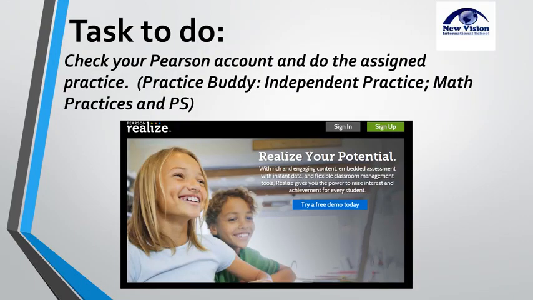Task to do. Check your Pearson account and do the assigned practice.